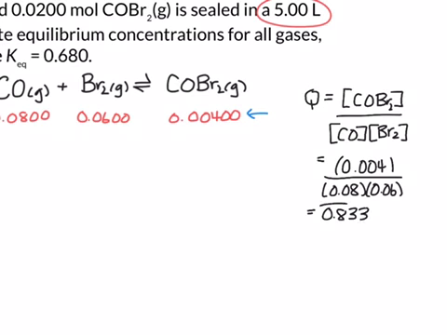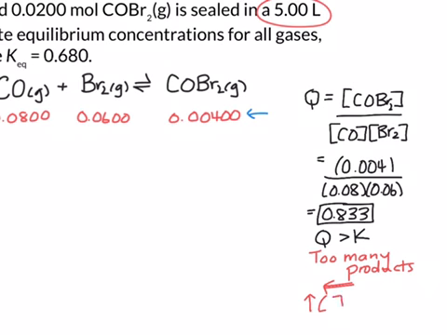And our reaction quotient is equal to 0.833. Now, this is bigger than our K value that's given in the question. And what that means is that we have too many products present for equilibrium. So our reaction is going to shift to the left, meaning we're going to make more reactants and we're going to use up the products that we have.